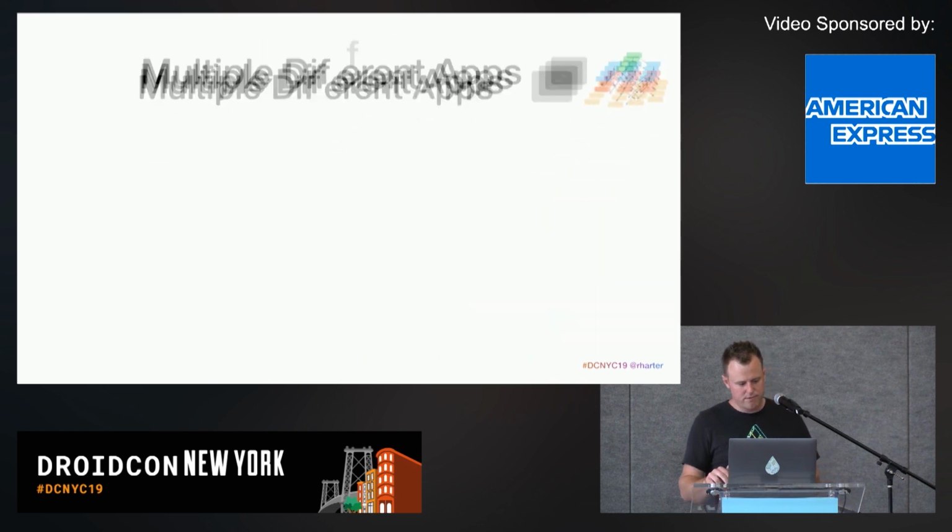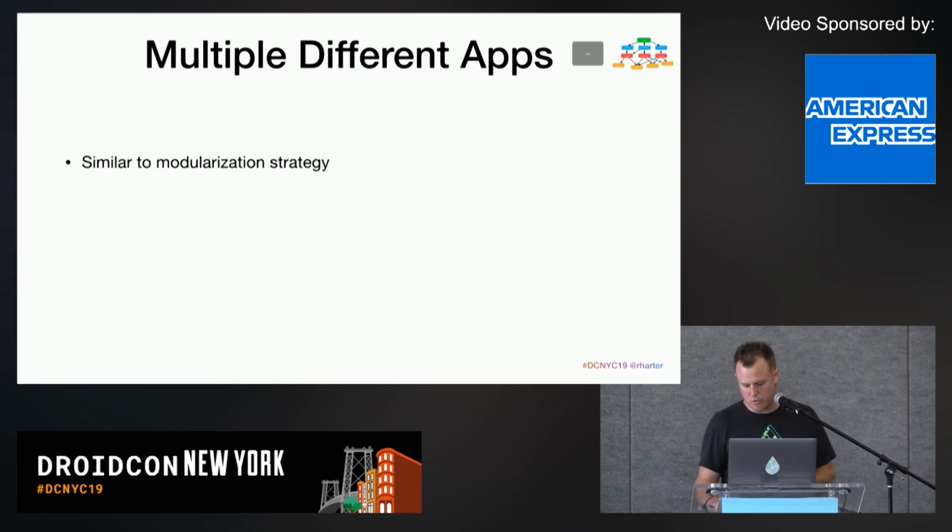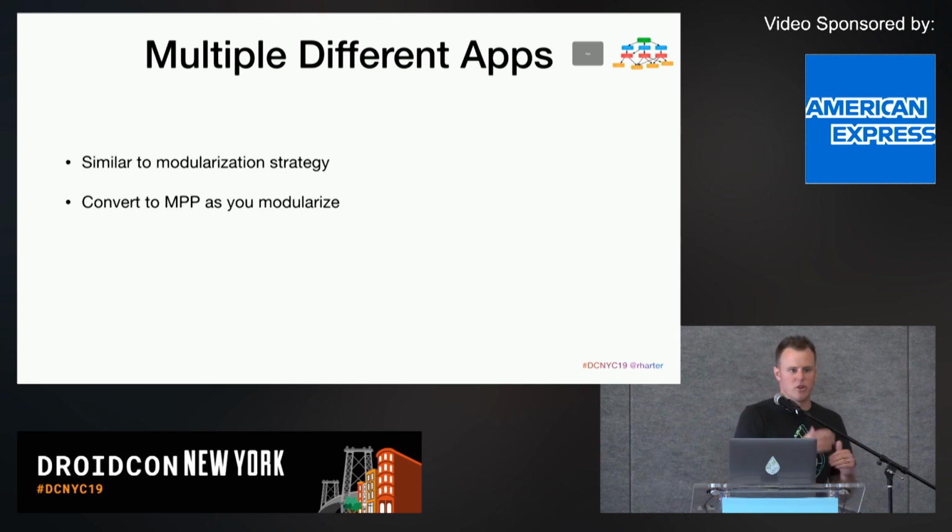So maybe you have multiple apps on different platforms already, but they don't share an architecture. They're very different. And depending on that architecture, that's really what determines your process. But it's, in a lot of ways, really similar to the modularization story. You have a monolithic app, you want to modularize, and you start at the bottom and work your way up. What's nice about this is that you can convert to multi-platform as you modularize, or as you work through this new app. So you don't have to go through step 0 and then go to multi-platform.